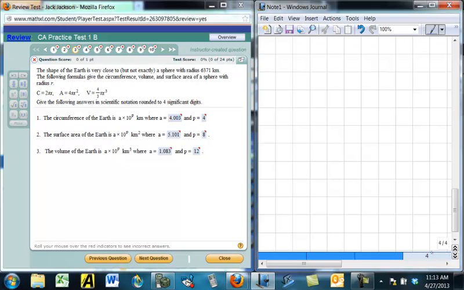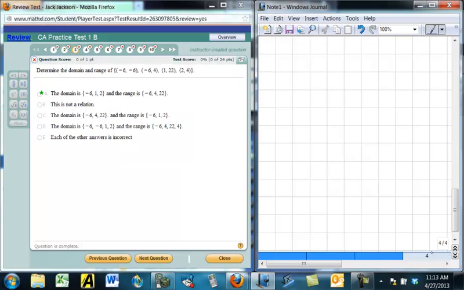Next question. Alright, so we have a relation here. What's the domain of range? The range is a set of all first coordinates, -6. We already have -6. 1 and 2. So notice you list those one time.